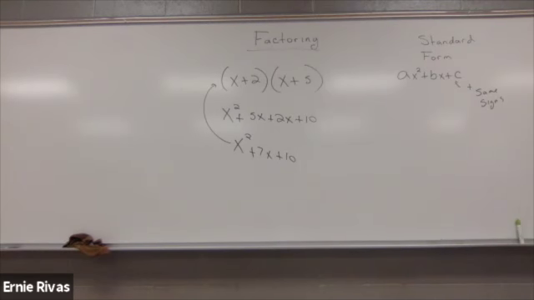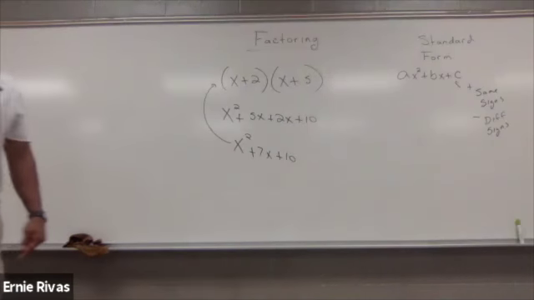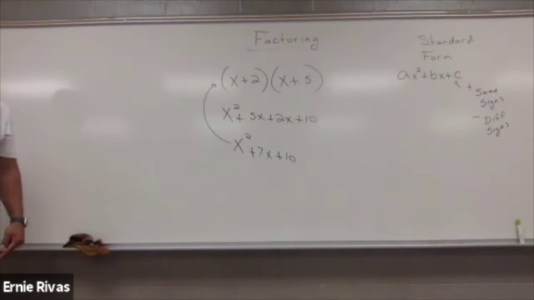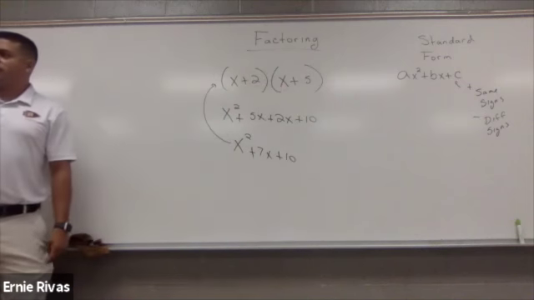How could I end up with a negative c there? If one's plus and one's minus, right? So if I end up with a negative, then I'm going to have different signs. So that c term right there tells us quite a bit about what the middle part of the two binomials is going to look like, right?